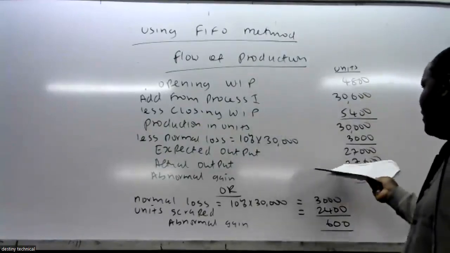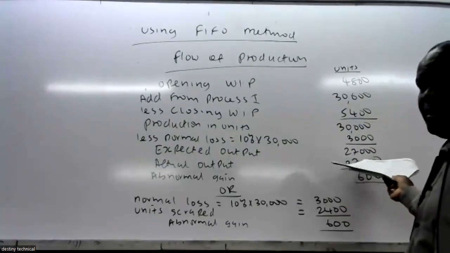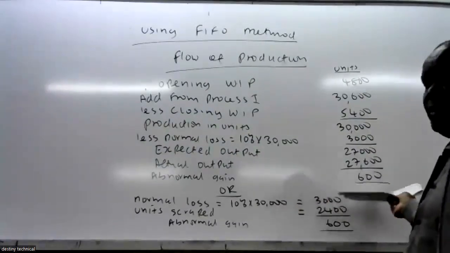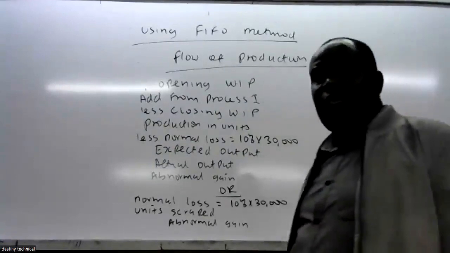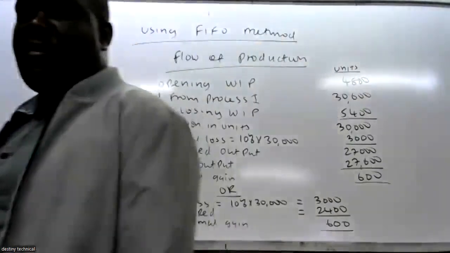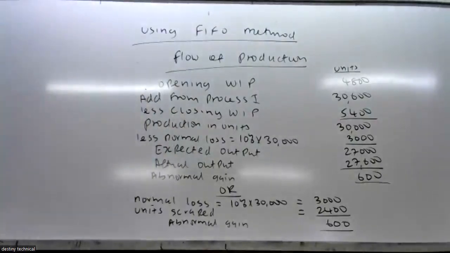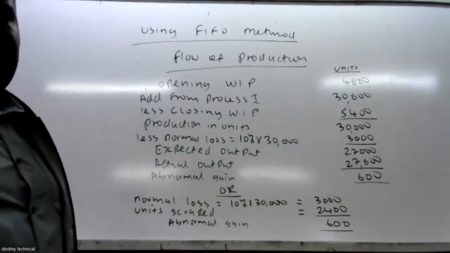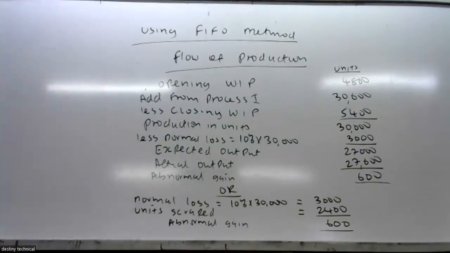Where there is actual output, put a question mark. Then you already have the abnormal gain, so what should the actual output be? You need to know both, simply because some questions may not give you the actual output. That is our step number one, where we need to come up with the actual output and get the abnormal gain or abnormal loss.